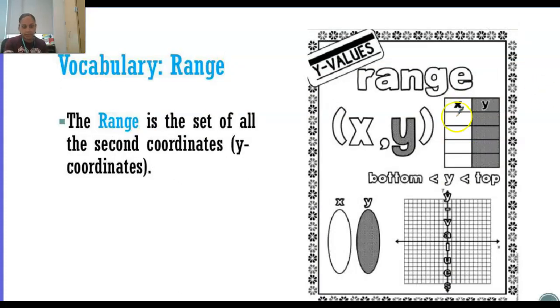For your range, similar thing, but it's the Y coordinate. So all the Y values in your table or on your graph, it's from low to high or bottom to top, and then it's the Y values on your mapping as well.